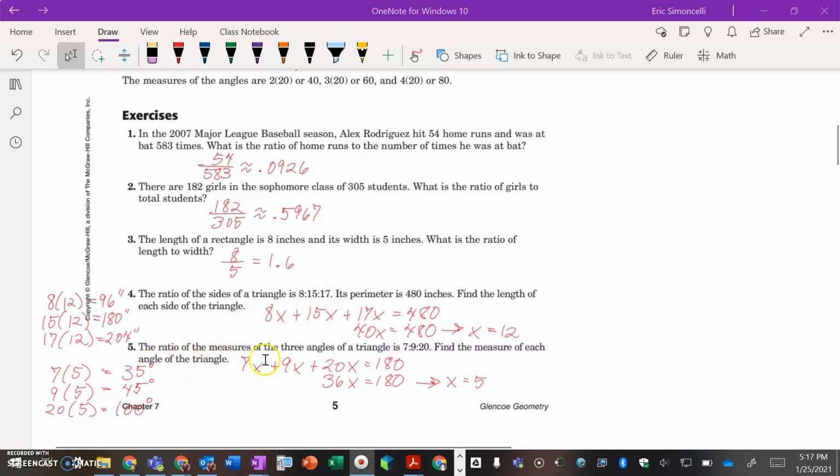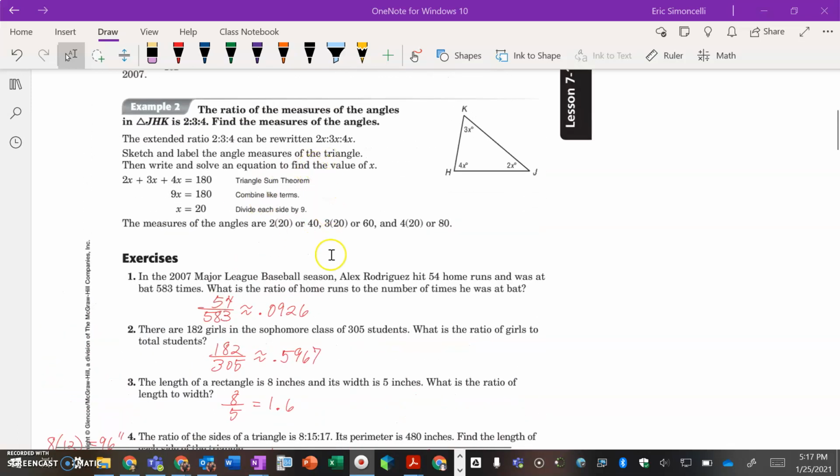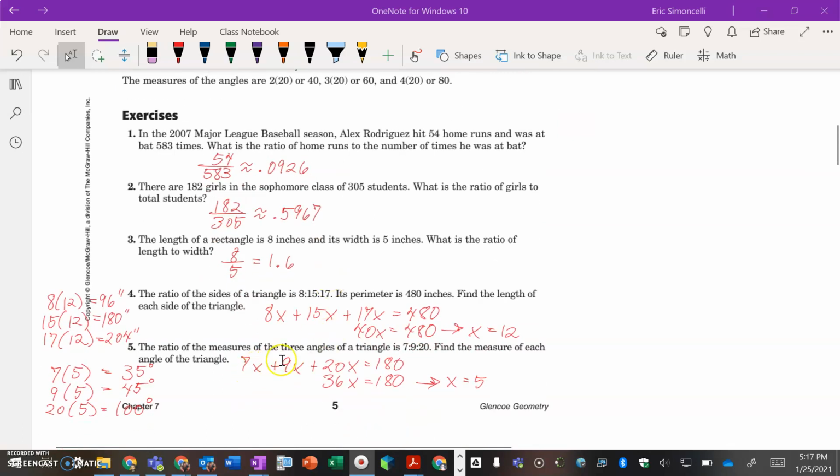All right, the ratio of the measures of three angles of a triangle is 7 to 9 to 20. Find the measure of each angle. So similarly as what we saw, not just on number 4, but more specifically on the example up above, remembering that the three angles of a triangle will add up to 180. And notice I've already set us up such that 7x plus 9x plus 20x is equal to 180.